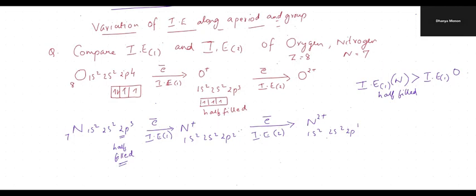Now, if we compare the second ionization energy, which one will be greater? The second ionization energy of oxygen will be greater than the second ionization energy of nitrogen. Because in the case of oxygen, after removing the first electron, it becomes half-filled, a special stable configuration. To remove an electron from the half-filled is very difficult, so removing needs more energy. That is why the second ionization energy of oxygen is greater. And in the first case, nitrogen is already half filled, so it will need more energy to remove the first electron.